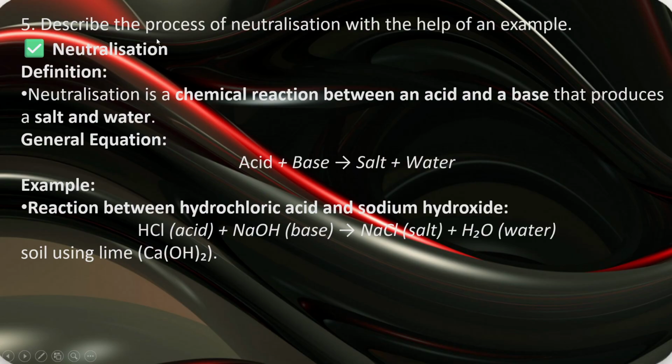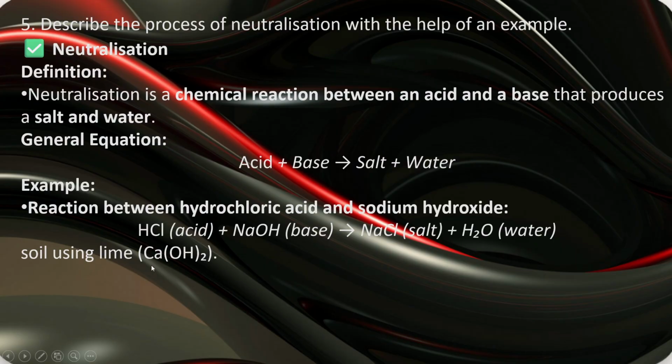Question number 5. Describe the process of neutralization with the help of an example. Neutralization is a chemical reaction between an acid and a base that produces a salt and water. General equation: acid plus base gives salt plus water. Example: reaction between hydrochloric acid and sodium hydroxide. HCl, acid, plus NaOH, base, gives NaCl, salt, plus H2O, water.